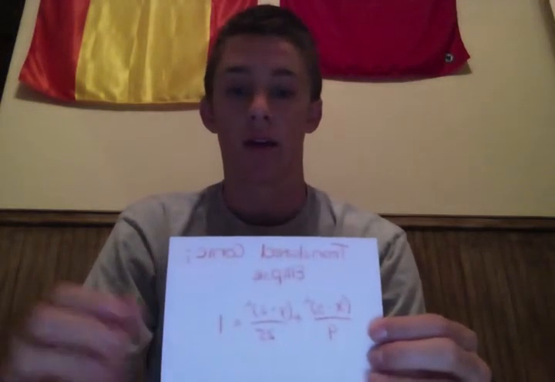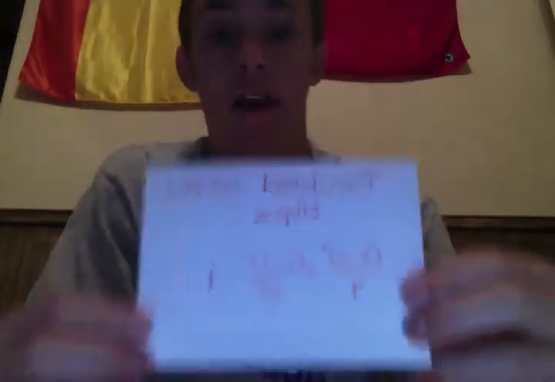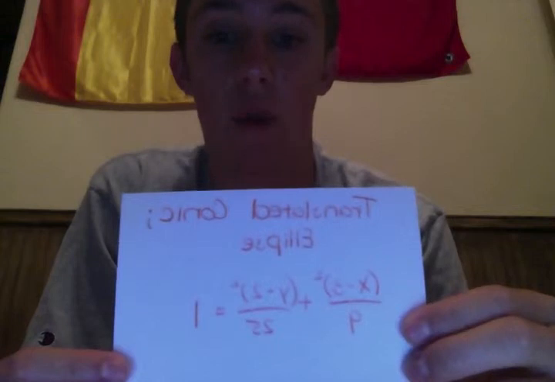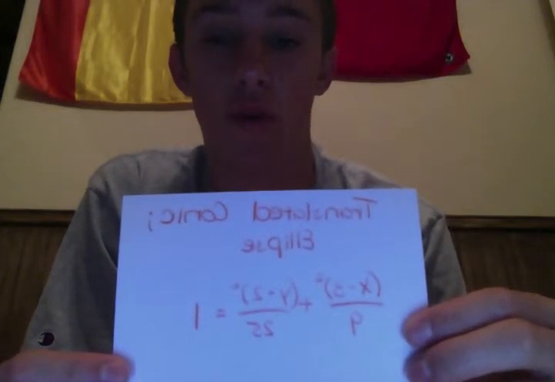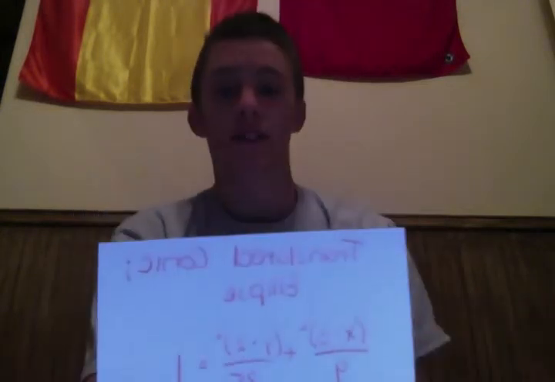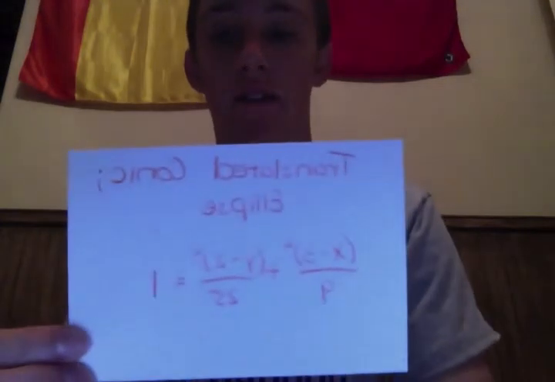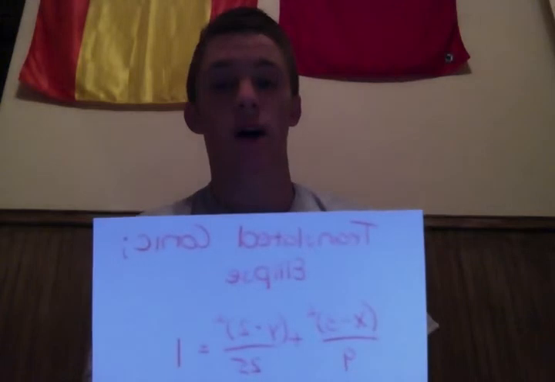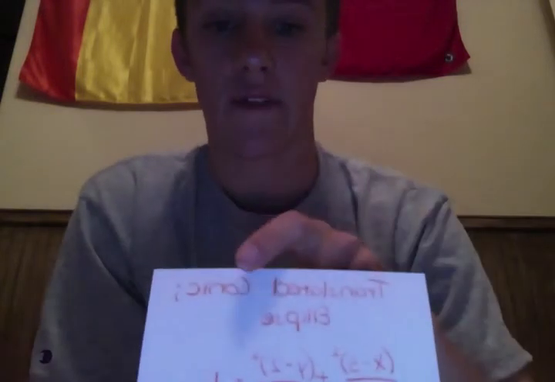When you're focusing on a translated conic for an ellipse, in this case it says x minus 3 squared over 9 plus y minus 2 squared over 25 equals 1. In this case, -3 and -2 are h and k. You can change both signs to positive when graphing, just as if we were doing a regular one, but the -3 and the -2 act as your h and your k.